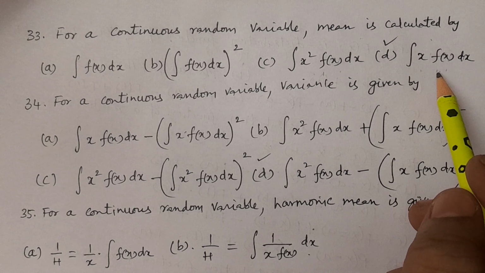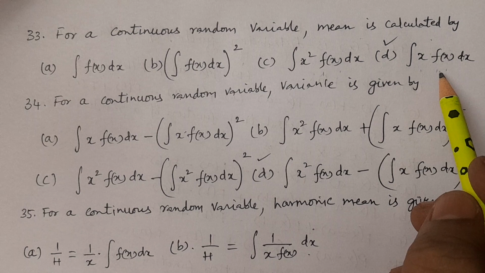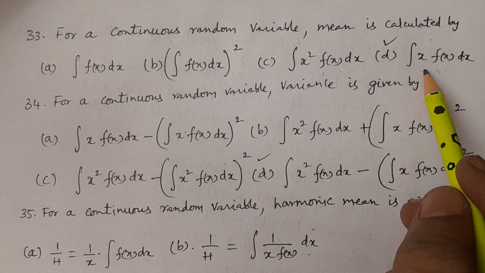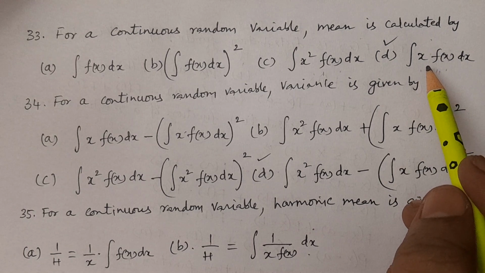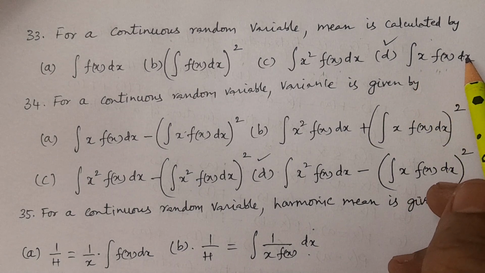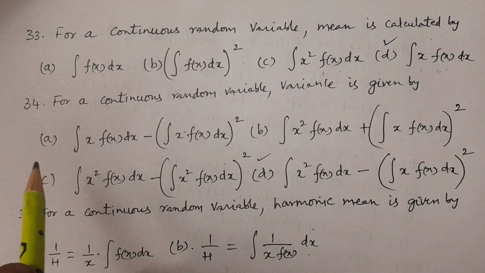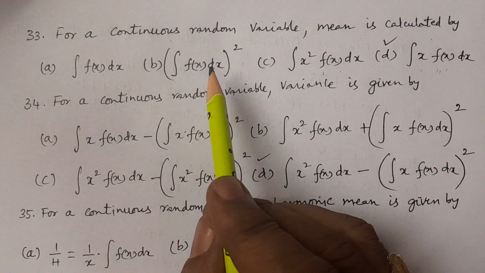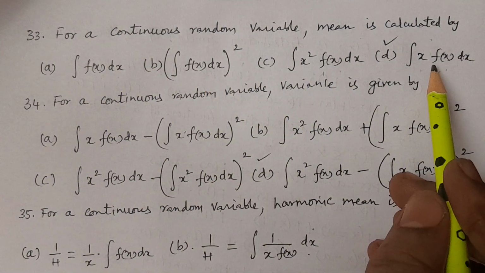Mean is calculated as the expectation of x. In terms of integral, for a continuous random variable, it is integral x f of x dx. Right? The mean formula for a continuous random variable is option D.